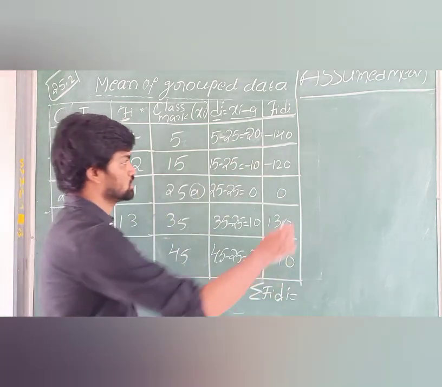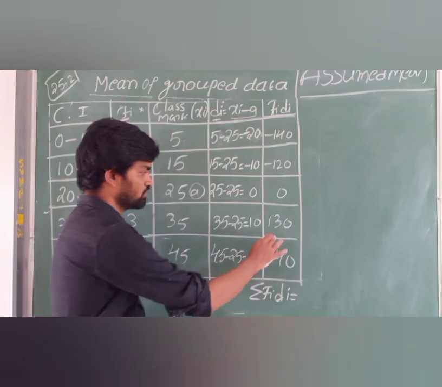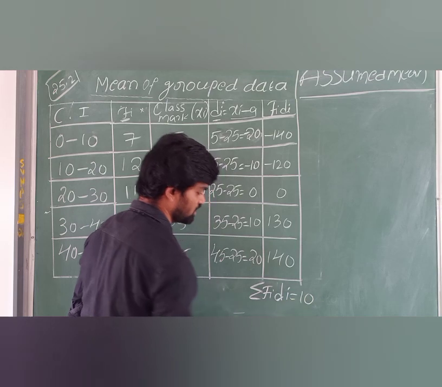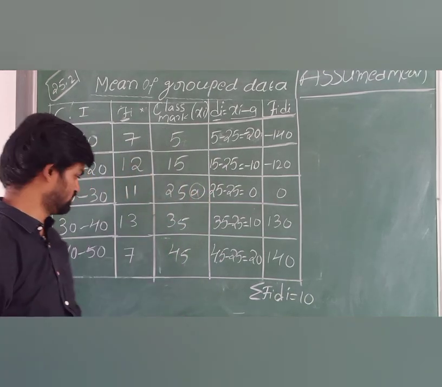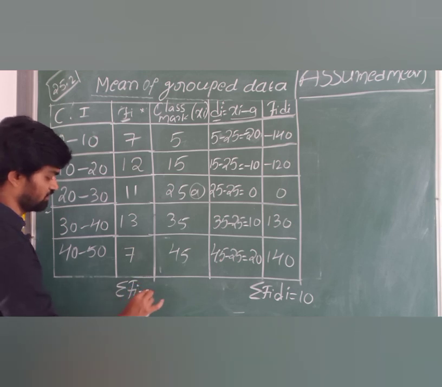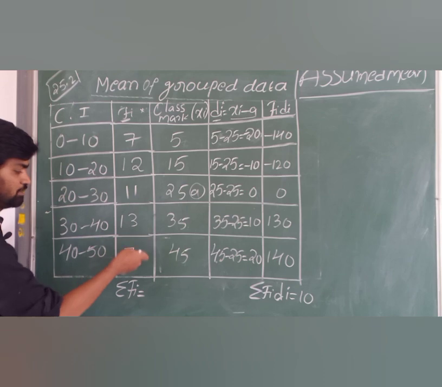Add all these. So minus 140 plus 140 vanishes. 130 minus 120 is 10. So our sigma Fi di is 10. We forgot to write sigma Fi here. So sigma Fi value, how much? It will not change. 19 plus 11, 30. 30 plus 20, 50.